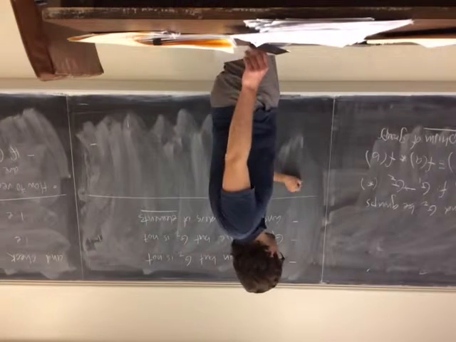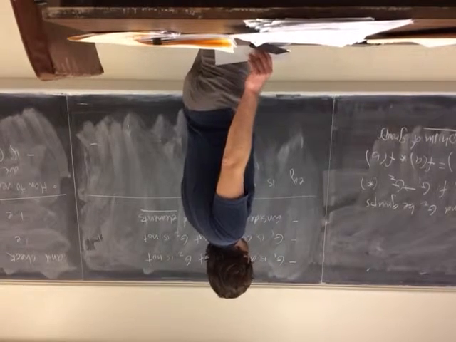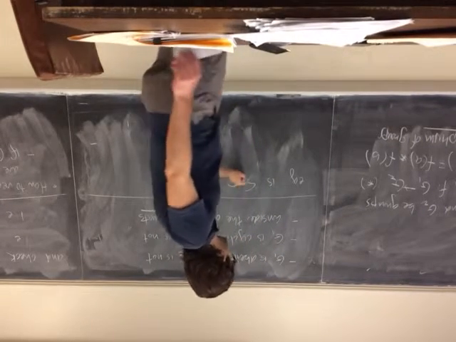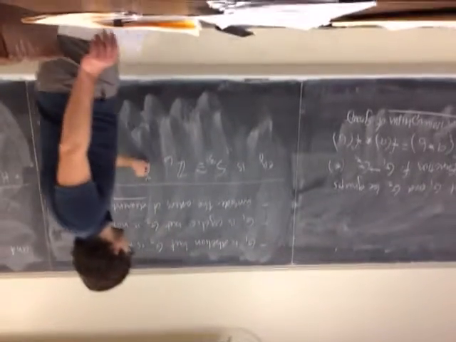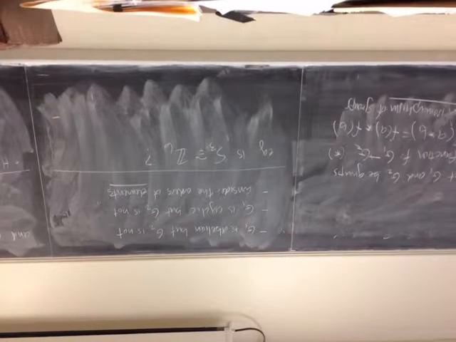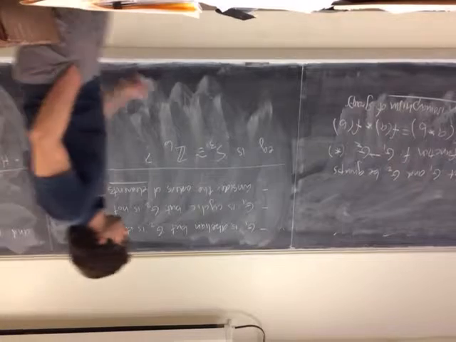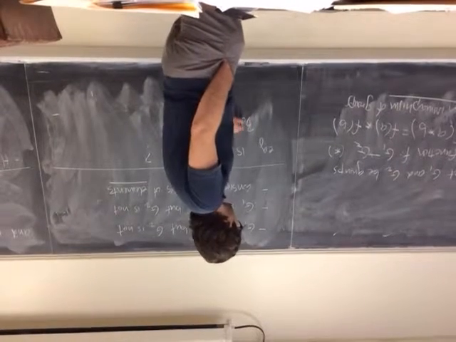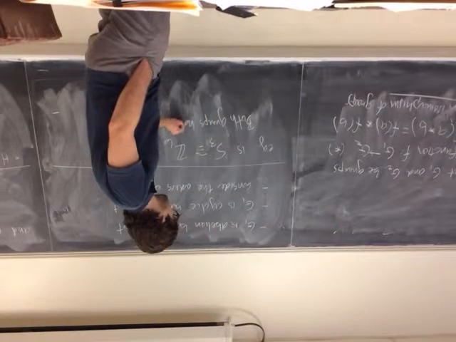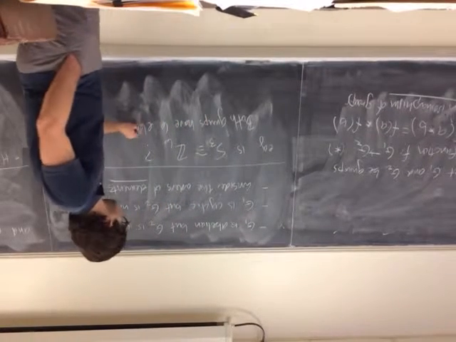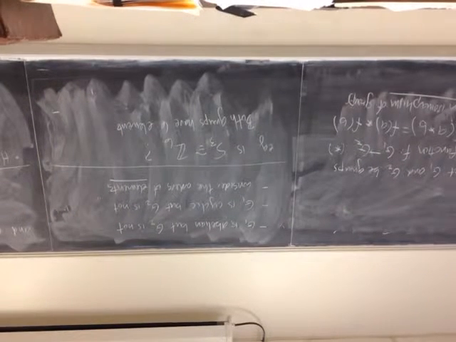So for instance, is S3, the symmetric group on 3 letters, isomorphic to Z6? Well, they have the same number of elements, right? How many elements do they have? Both groups have 6 elements. So the easy kind of thing is out the window. But the next thing is not, right?